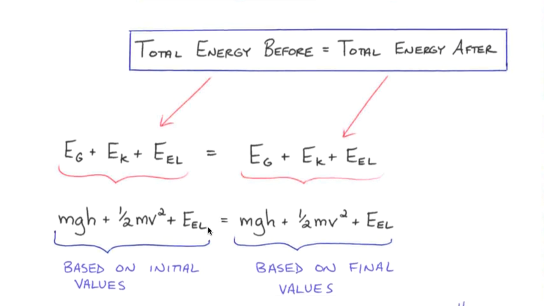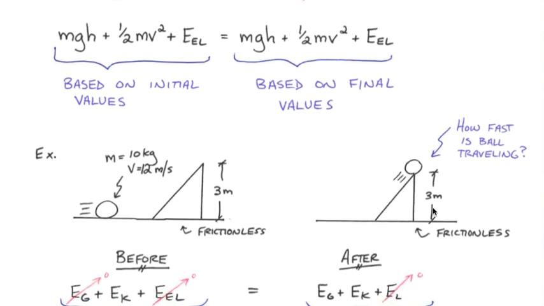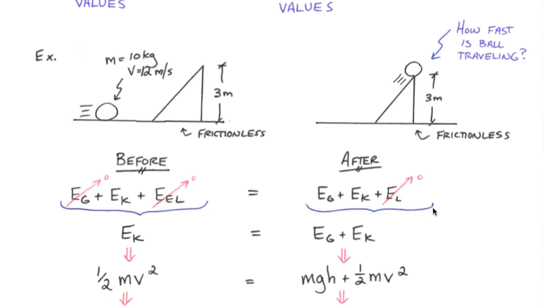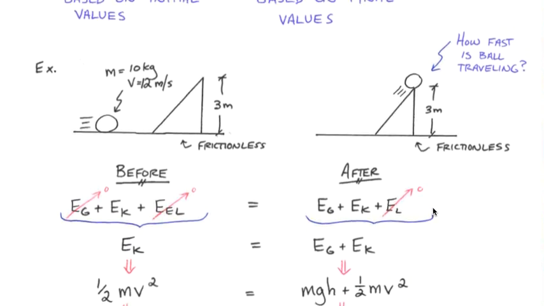The only difference between these two sides is that this side is based on all of your initial values, and this is based on all your final values. So your initial height, your initial velocity, your final height, and your final velocity. The individual energies may change, but the total you have before and the total you have afterwards should be the same. So let's go right into an example so we can see how all of this applies.